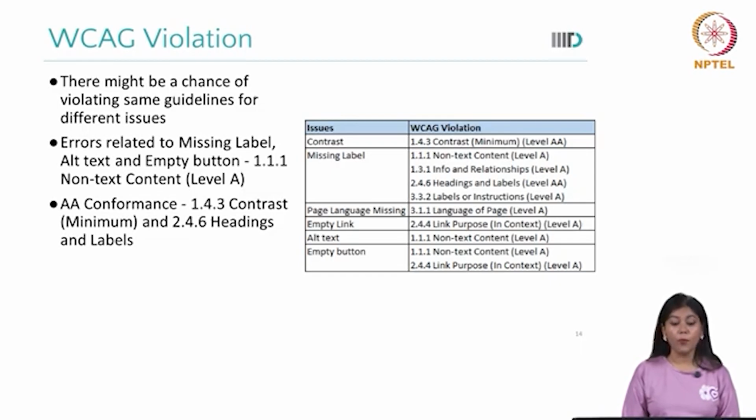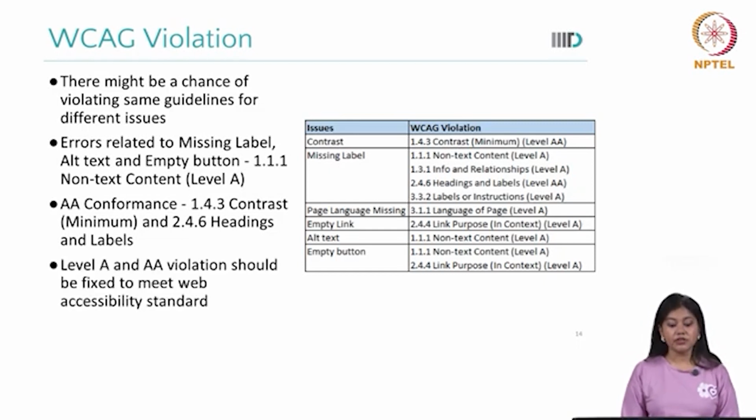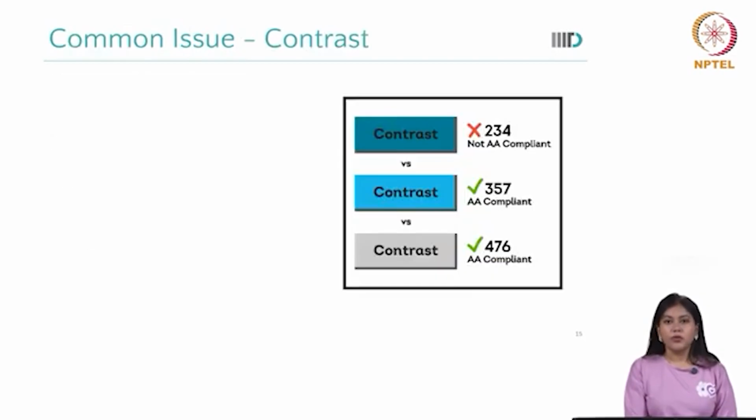For contrast, what is the minimum number? For headings and labels, what is the minimum? Level A and AA violations should be fixed to meet web accessibility standards. As we already know, AAA is good to have, but it's not mandatory. But we must have the basic ones first, level A and level AA. And this level of conformance is still not in many government websites of India, which is actually an issue to think about.